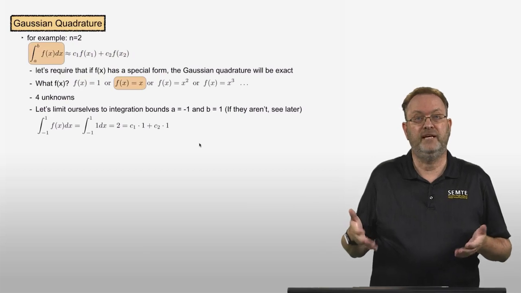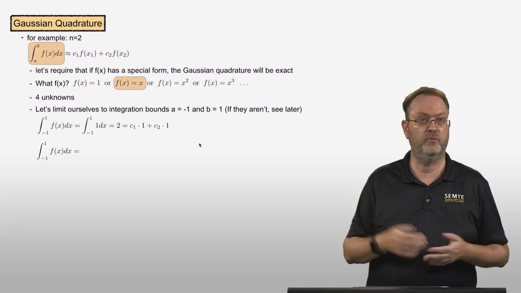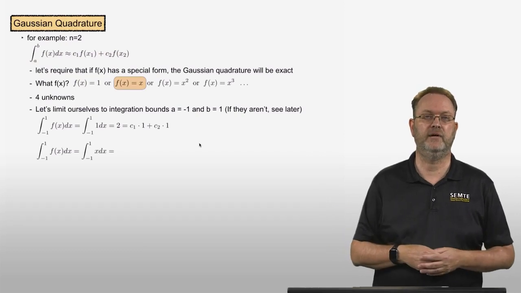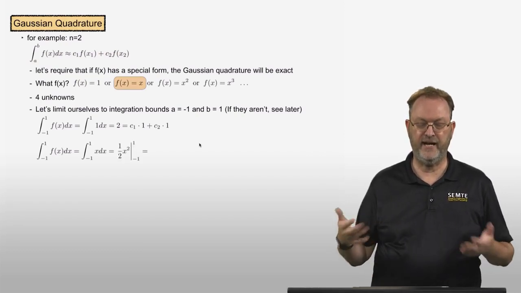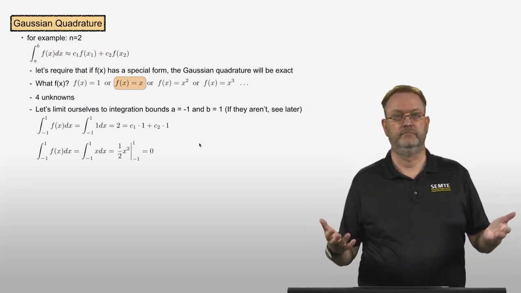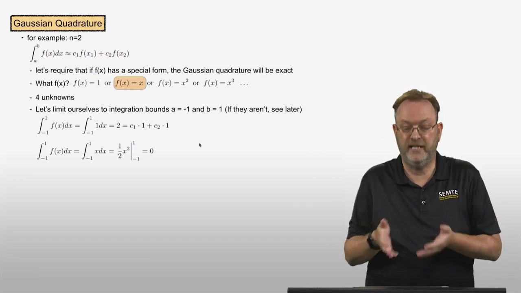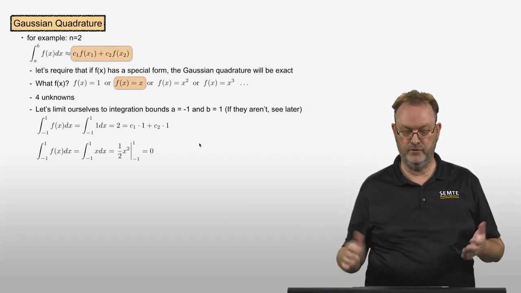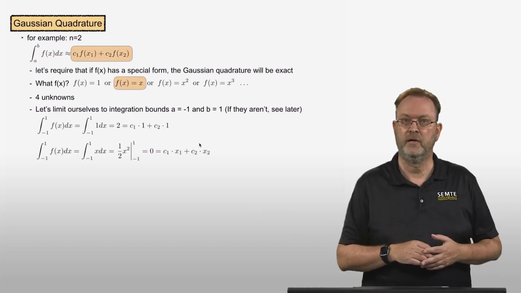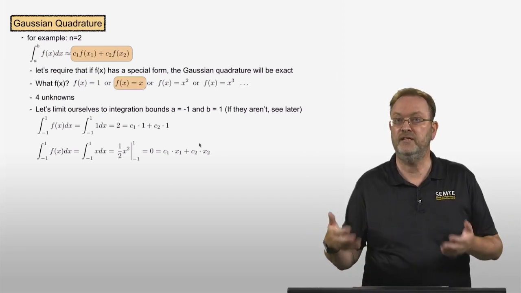Now, I want my formula to be exact as well for f of x equal to x. So let's do this integration from -1 to 1 of x dx. That's a half x squared between the bounds of -1 and 1, and that's equal to 0, if you plug in the integration bounds. Now my Gaussian quadrature formula is supposed to give me this exactly. So that's supposed to be equal to c1 times f of x1, which is x1, so c1 times x1, plus c2 times f of x2, but f of x is equal to x, so plus c2 times x2.